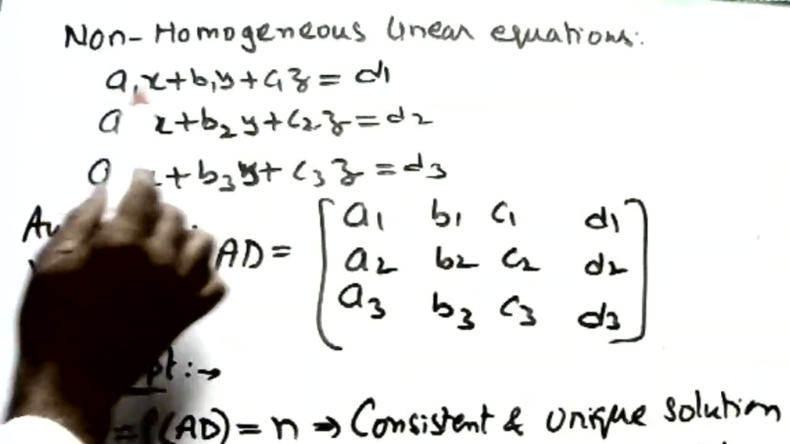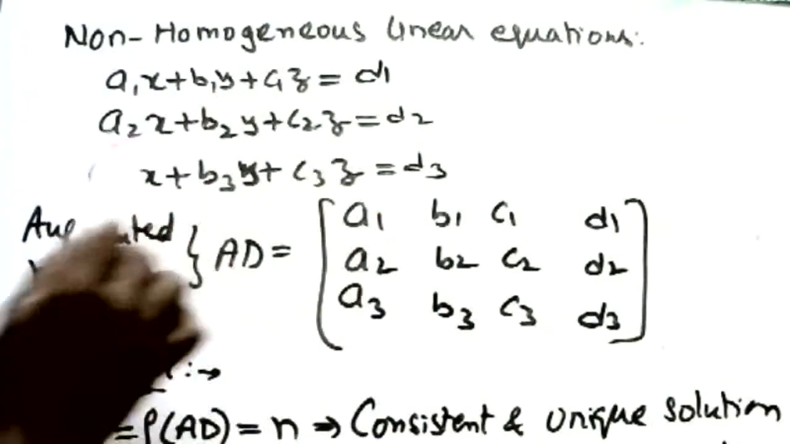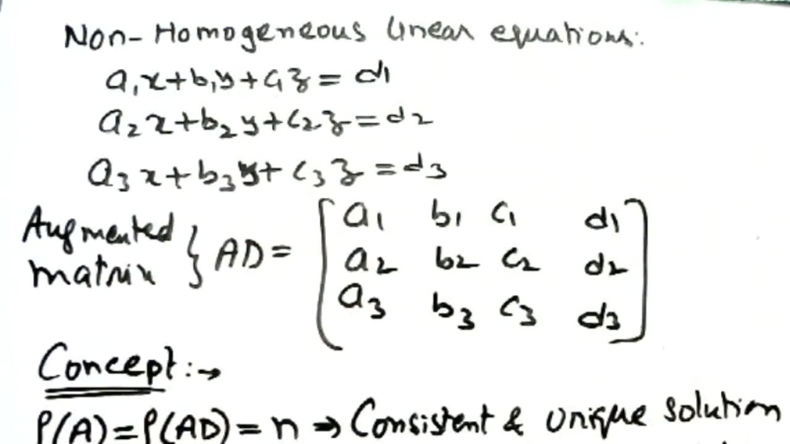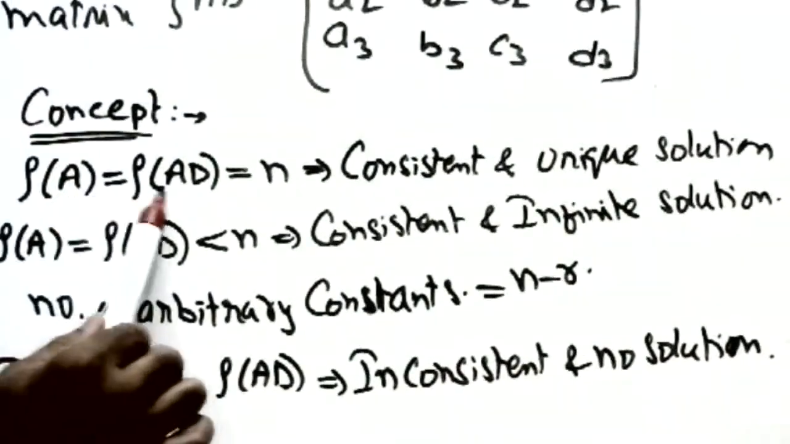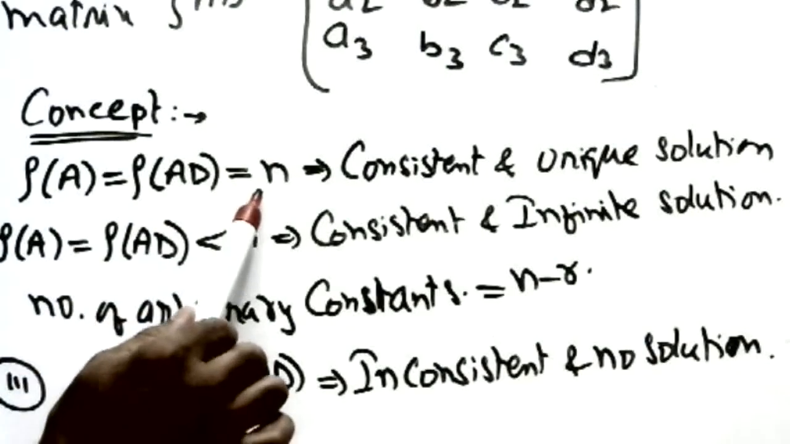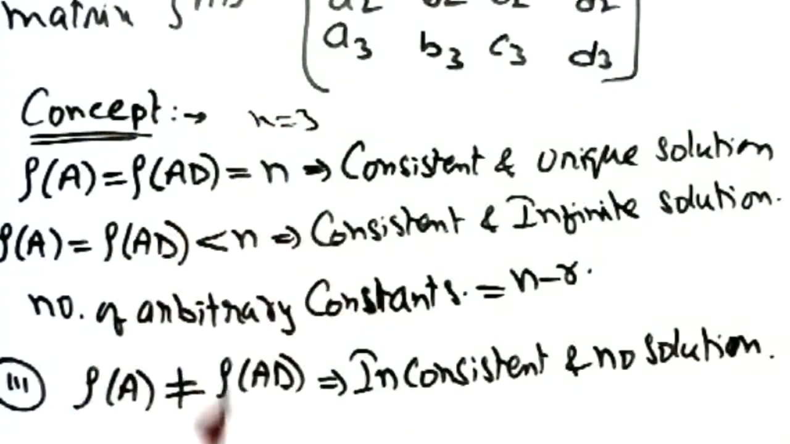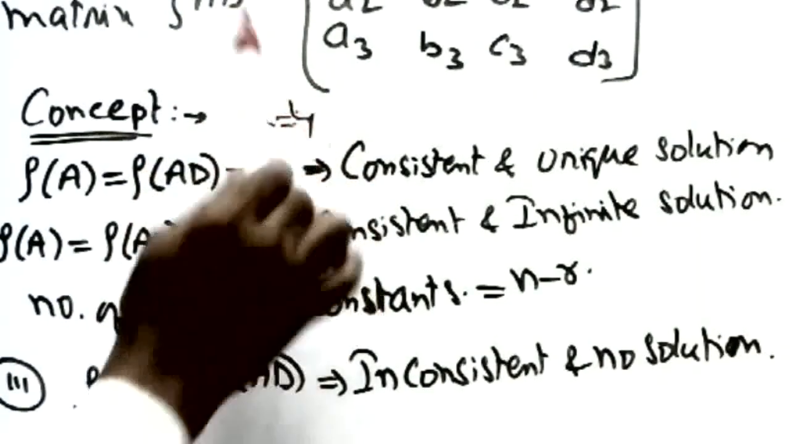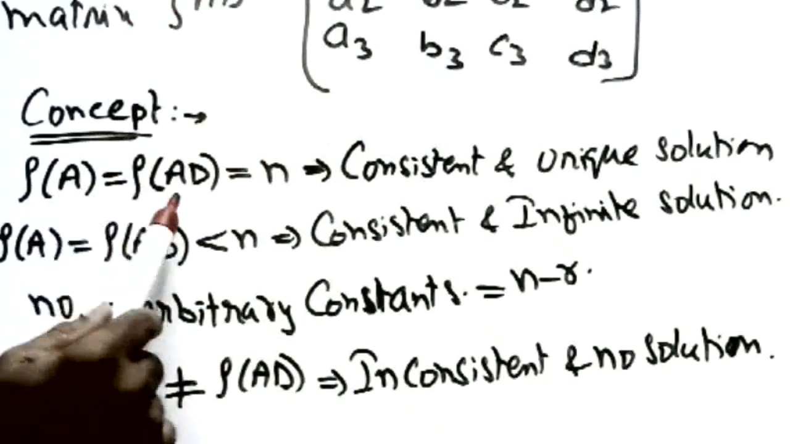In the augmented matrix, we write all the coefficients of x, y, z with the constants: a1, b1, c1, d1, a2, b2, c2, d2, like this. In short, I am explaining this. Now, what is the concept? If the rank of A equals the rank of AD equals n, where n means the number of variables. In the above we have three variables, so n equals 3. If the variables are given as 4, then n equals 4.